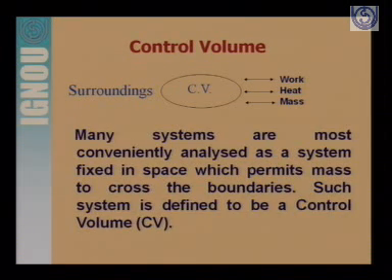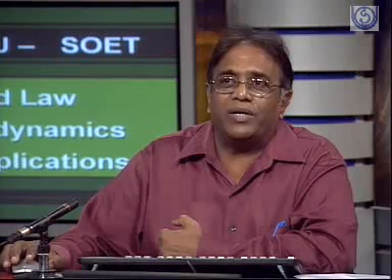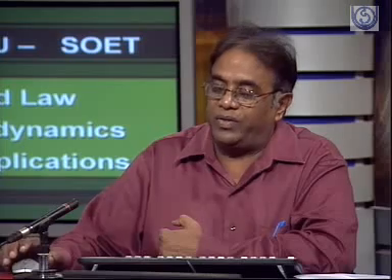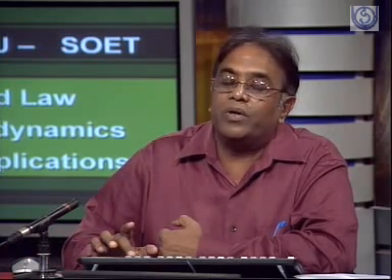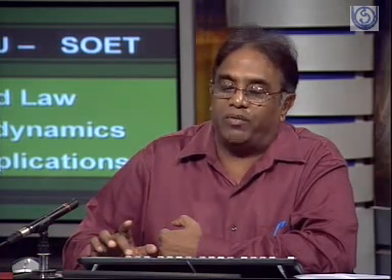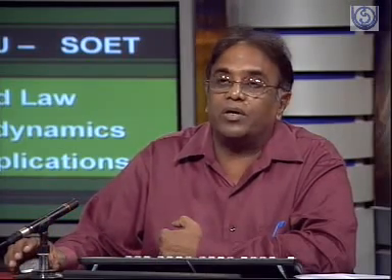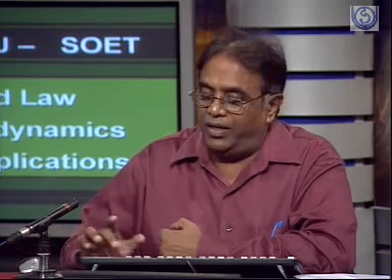Now, many systems are most conveniently analyzed as a system fixed in space, which permits mass to cross the boundaries. Such a system is defined to be a control volume. Say for example, a turbine. Inside the turbine, the blade rotates and we get the output from the turbine, but the mass may enter into the turbine, and the mass also may go out from the turbine. We will discuss the turbine or thermal power plant in detail in due course of time.